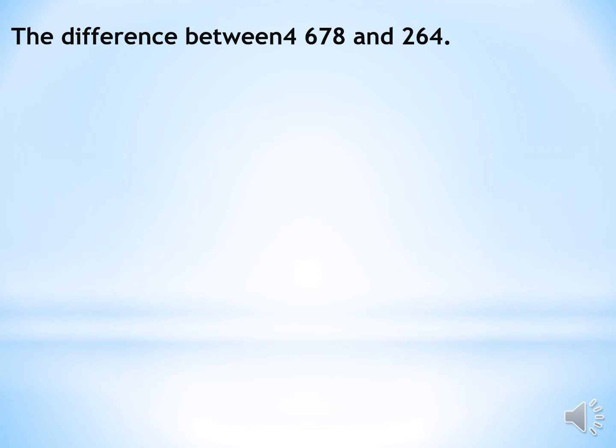Let's see the difference between these two numbers. Then children, you've been given two numbers. Tell me which number should be written first to get the difference? Yes, we should write the greatest number between them. So the greatest number between them is 4678. Then I write the subtraction. 4678 subtract 264. What do we subtract, children?